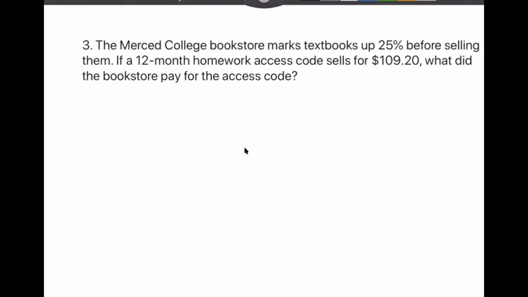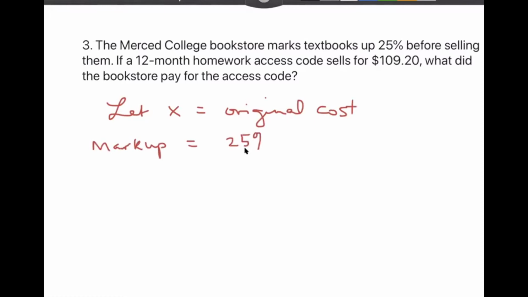So for this one, I am going to use a variable. I'm going to say let X equal the original cost, okay? And then I'm going to go ahead and treat this as a markup problem. It is a markup problem. So the amount of the markup would be 25% of X, right? Which I'm going to write as 25 times 0.01 times X. So I'm going to write that as 0.25X.